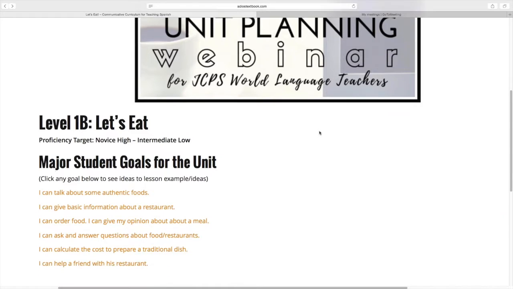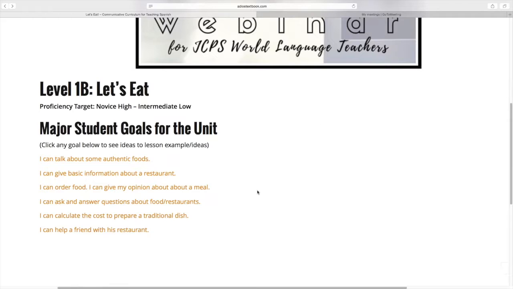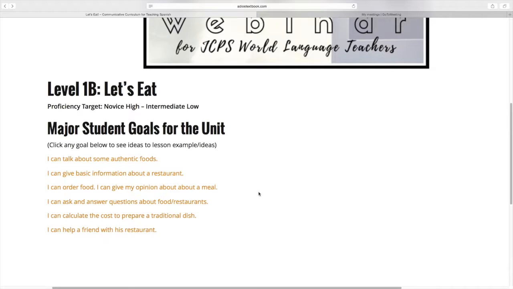So I started to break down this unit with some can-do goals or some student objectives for the day. And here were some of the main goals that I narrowed in on for this unit. So I can talk about authentic foods. I can give basic information about a restaurant. I can order food and give my opinion about a meal. I can ask and answer questions about food in restaurants. I can calculate the cost to prepare a traditional dish. And I can help a friend with his or her restaurant.